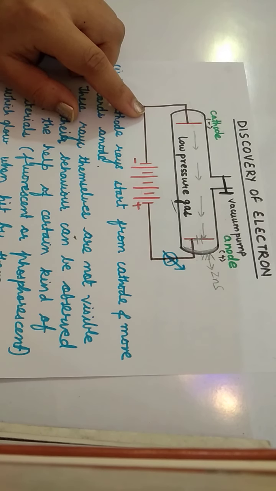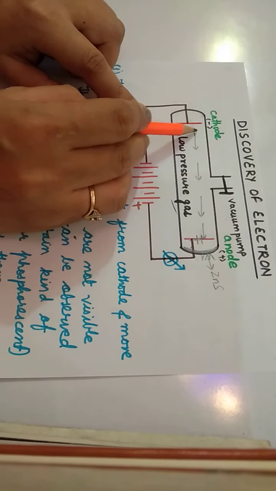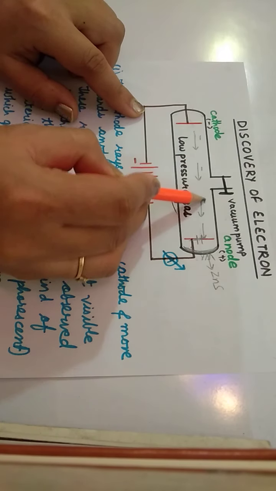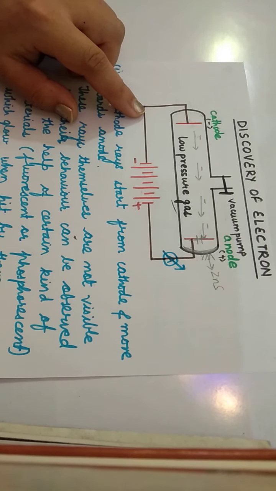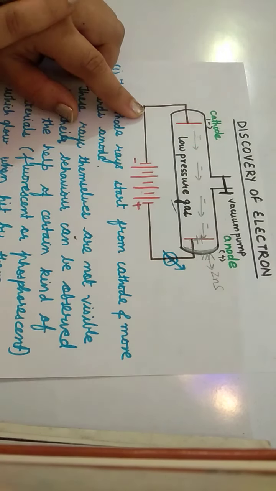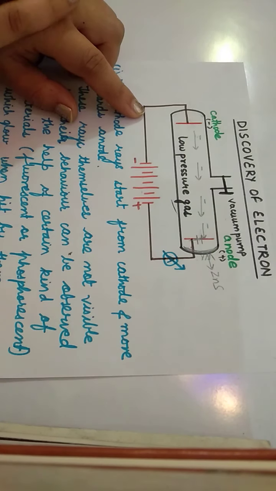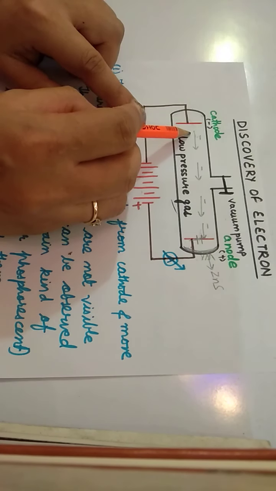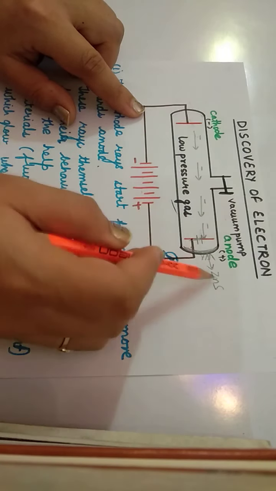With this we can say that there may be negative charge flowing, because we were earlier knowing about negative and positive charge. We already knew that the cathode is negatively charged and the anode is positively charged. So this negative charge got attracted towards the positive charge, or there is generation of negative charge which is flowing towards the anode.